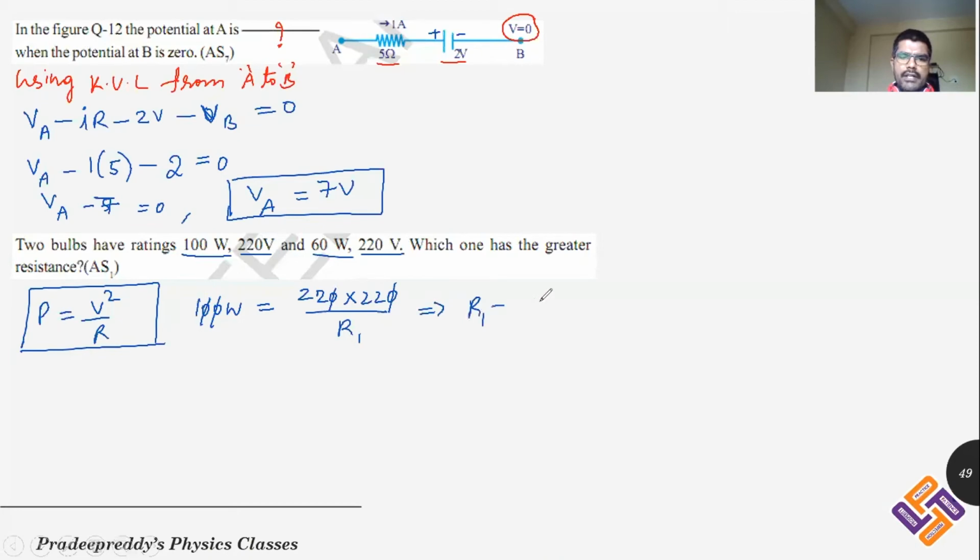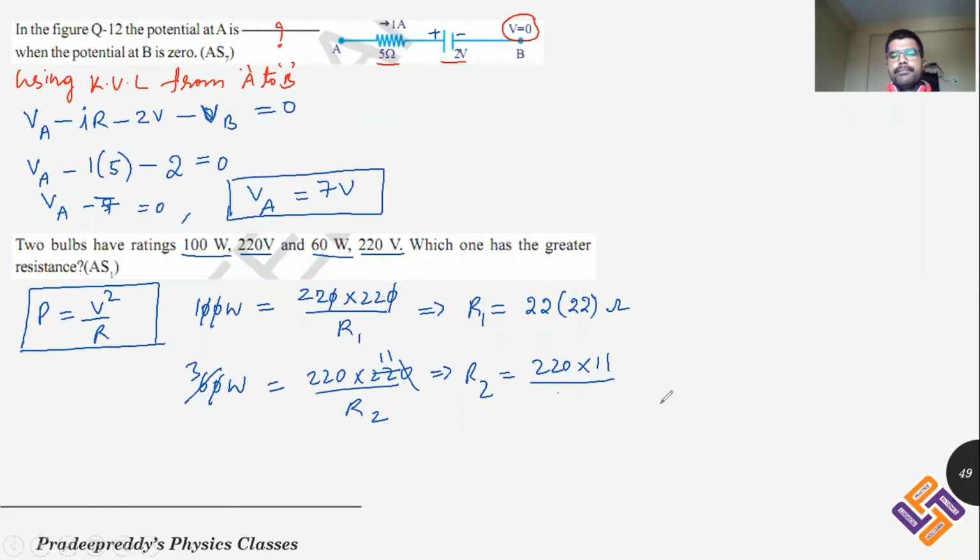Finally, R1 you can write it as 22 into 22 ohm. That is R1. Now let us go for next, R2. 60 watt is equal to 220 into 220 divided by R2. This 0 gets cancelled, and 2 3s are 6, 2 11s are 22. This gives you R2 is equal to 220 into 11 divided by 3.